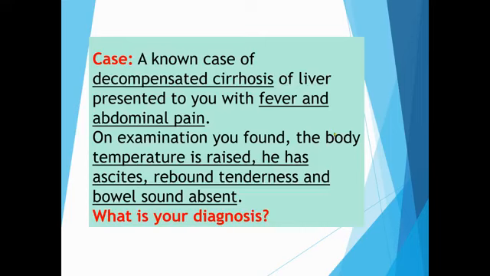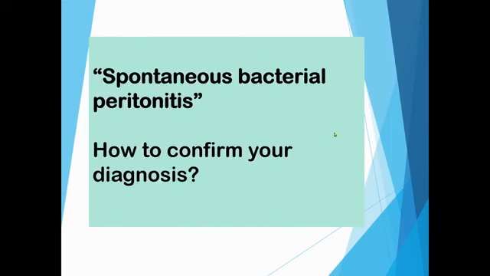So what is your diagnosis? Yes, your diagnosis is spontaneous bacterial peritonitis. It is a complication of decompensated cirrhosis of liver. But how to confirm your diagnosis? Diagnosis always starts from history. This patient has got history of chronic liver disease, followed by physical examination. You could elicit that there is ascites and abdominal tenderness, as well as absence of bowel sound.